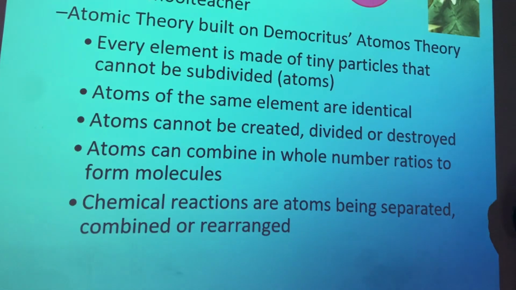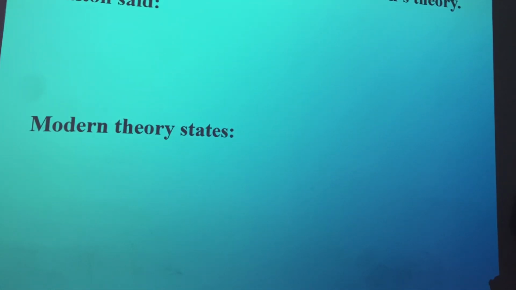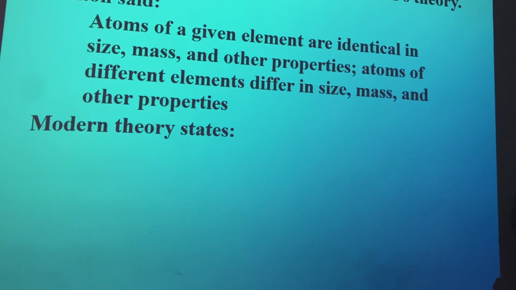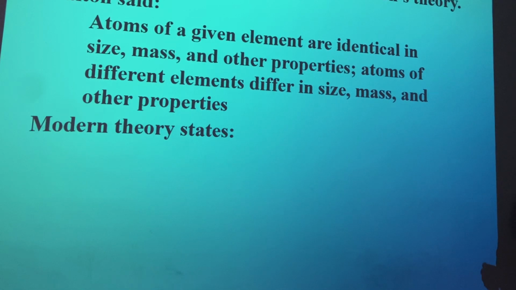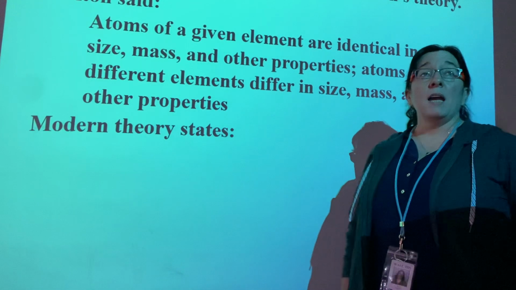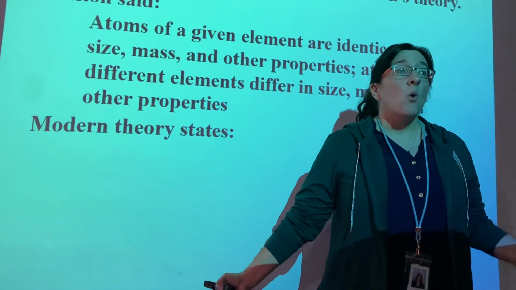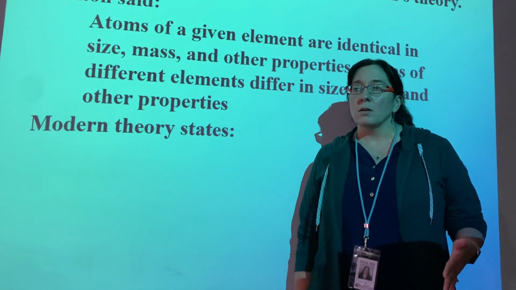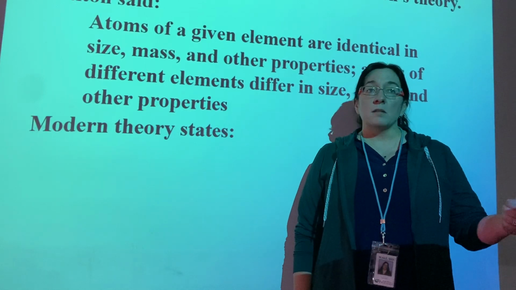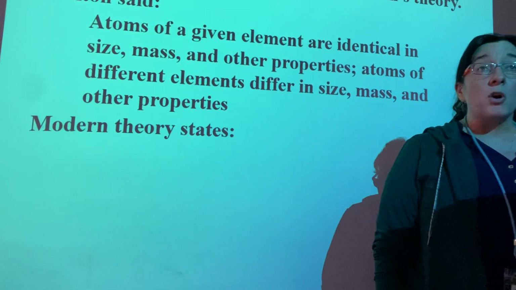All right, but the problem was some of these statements were not correct. And so let's look at the first one. Dalton said atoms of a given element are going to be identical in size and mass and other properties. Guys, we now know that that is not correct because we now know that an atom's not the smallest thing. What's even smaller than an atom? Proton. Proton, neutron, electron. Those are called subatomic particles.